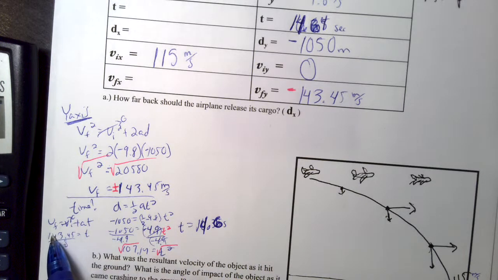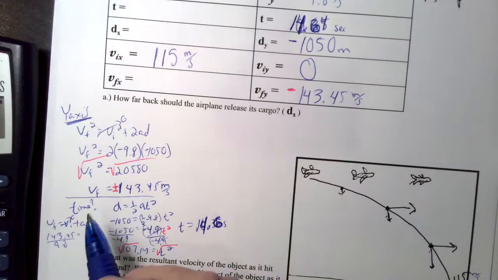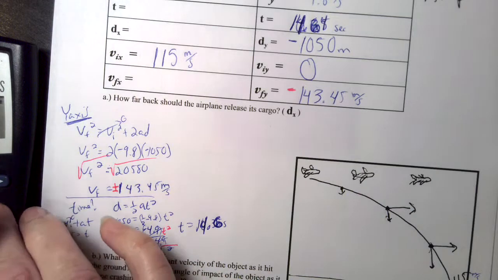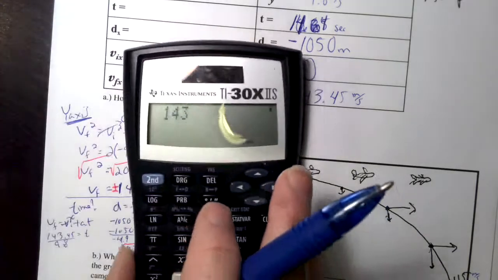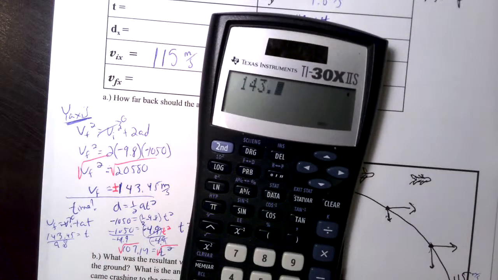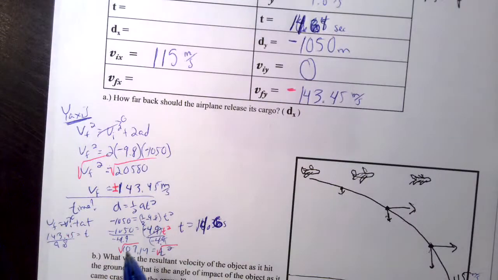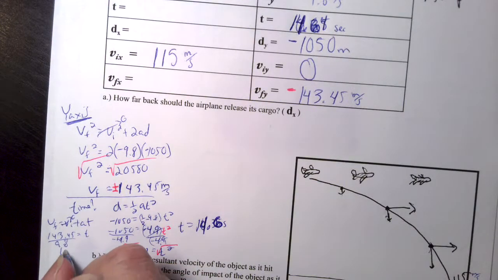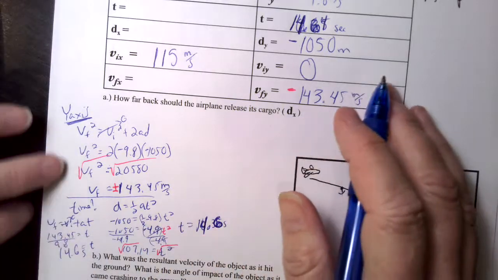So V final is the previous number, 143.45, and then I had AT, and that's divided by 9.8. So the T the other way was 143.45 divided by 9.8, 14.6. All right, so both ways should produce a T that's correct. 14.6. I would change this, but I was just tired of doing these.